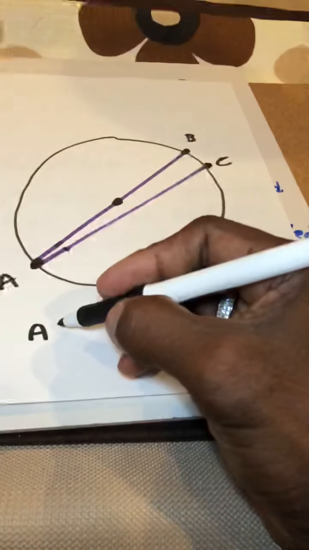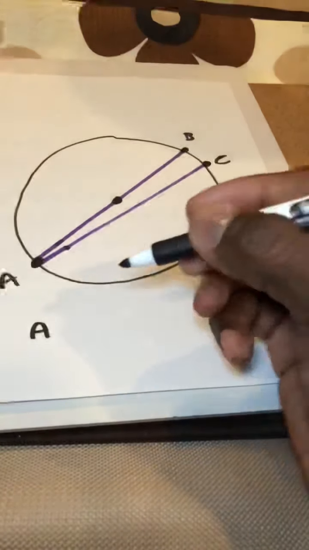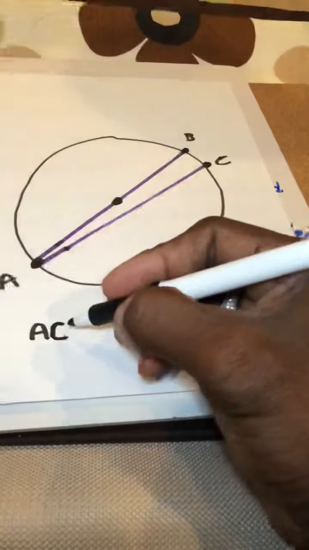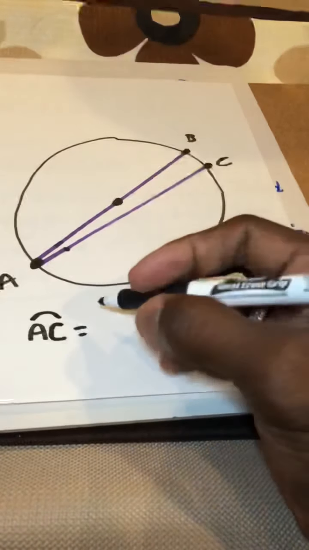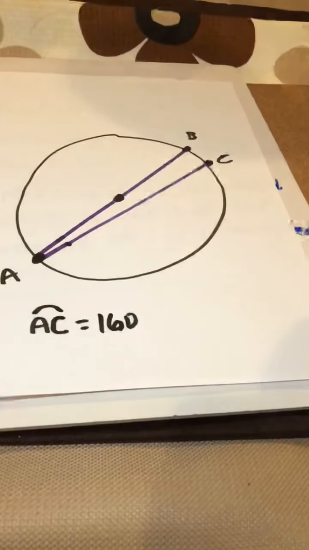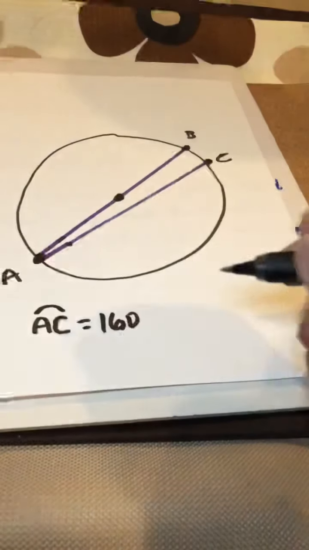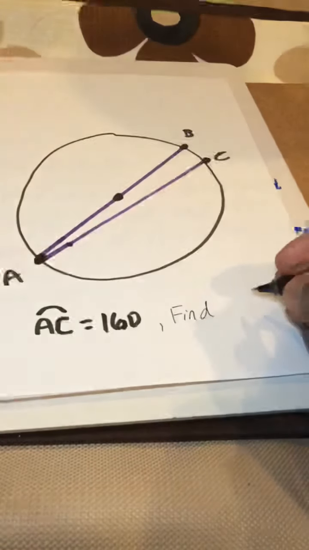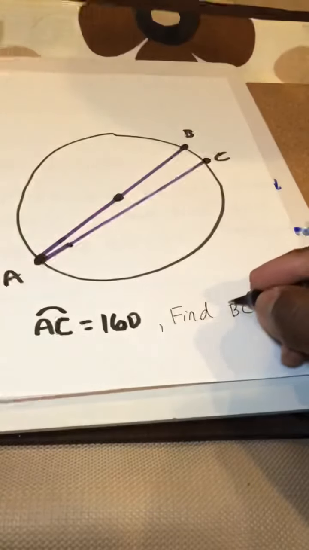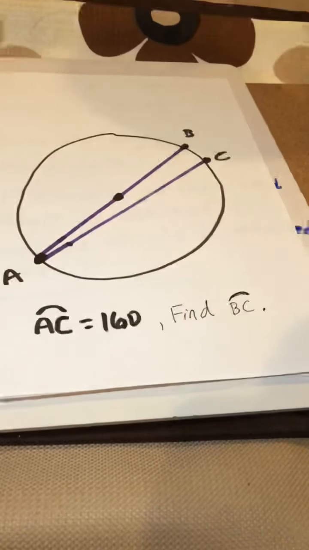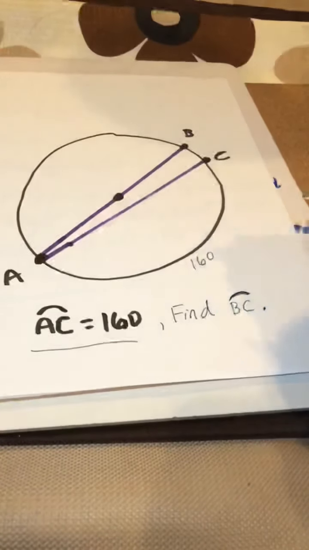Now I'm going to write that. Sometimes it would be annotated, or sometimes it would be noted in the diagram, but I'm just going to write out: arc AC is equal to 160 degrees. If you had a question like this, you would then be asked to find arc BC. So the first thing I would do is annotate. Always annotate. 160, I'll write that there.